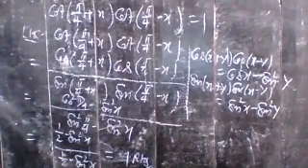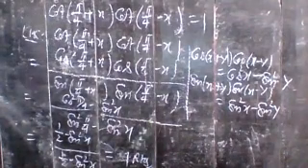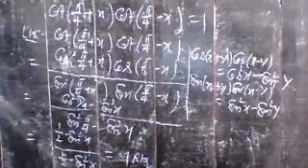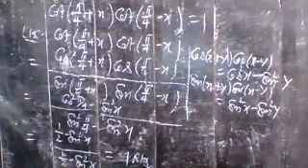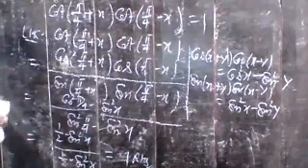So in this way, here you prove by using the identity: cos(x plus y) into cos(x minus y) is equal to cos square x minus sine square y, and sine(x plus y) into sine(x minus y) is equal to sine square x minus sine square y. Okay. Yes. Next question.